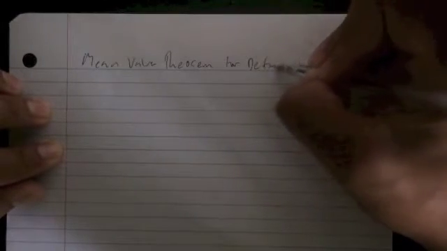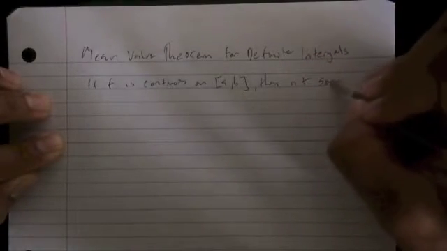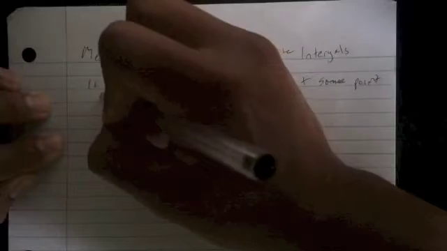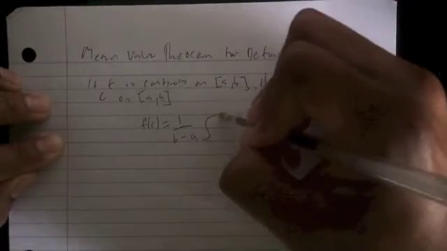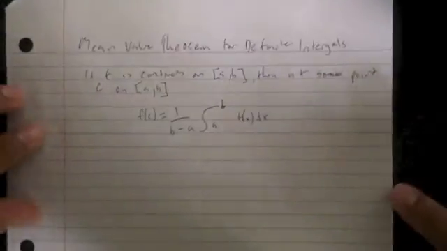Alright, so now on to the next section of my lesson. The mean value theorem for definite integrals. So this is if f is continuous on the interval from a to b, then at some point c on the interval from a to b, f of c is equal to 1 over b minus a times the integral from a to b of f of x dx.